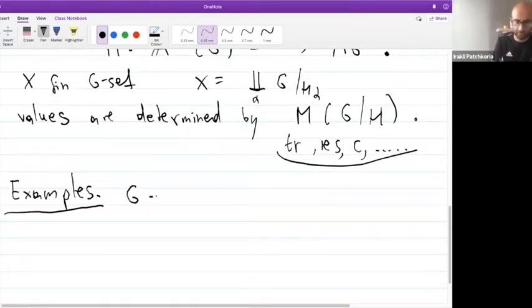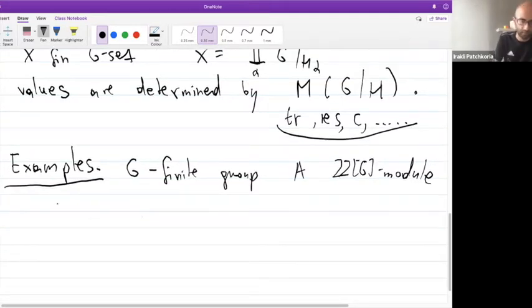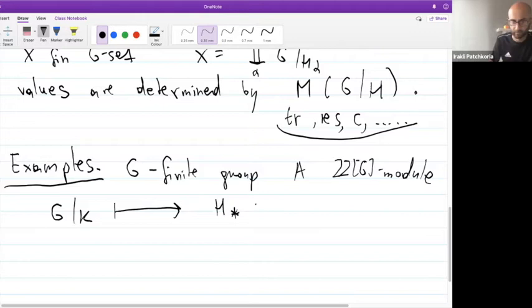If G is a finite group, again, and A is a ZG module, then for example, a correspondence assigning to G mod K the group homology, whatever star you want to fix, of K with coefficients in A, has a structure of Mackey functor. So this is naturally a Mackey functor.